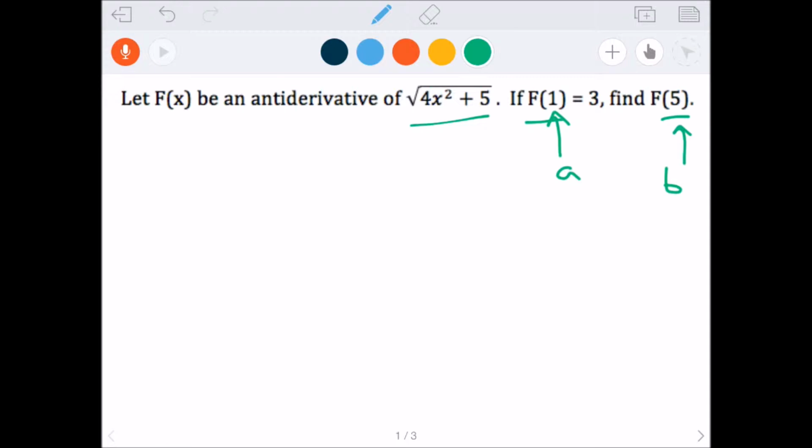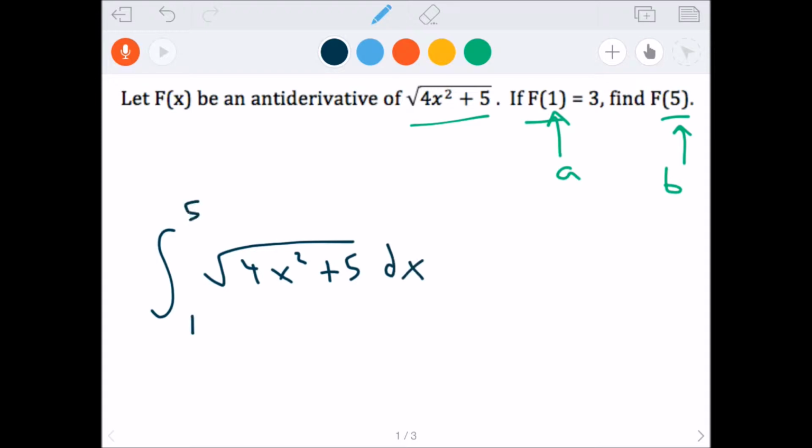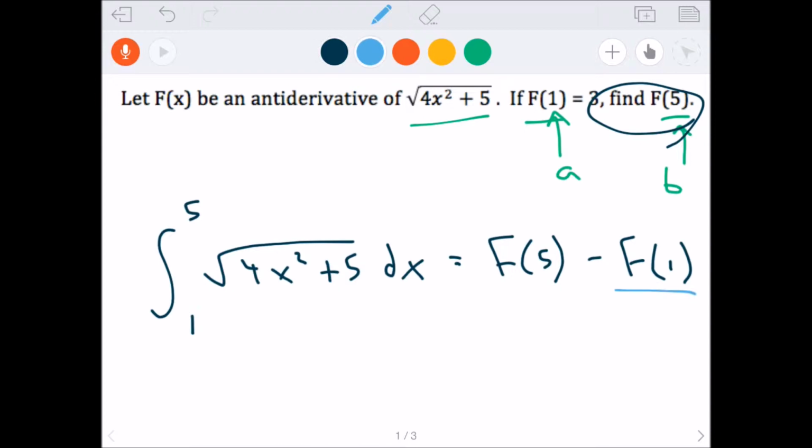So rewriting this using the fundamental theorem of calculus, I have the integral of my function evaluated from my lower limit to the upper limit, and that's equal to the antiderivative of the upper limit minus the antiderivative of the lower limit. So I have the integral of the upper limit minus the integral of the lower limit. And now what I do is I solve for the thing that I want. Here in this case I want to find f of 5, so all I have to do is take f of 1 and add it to the other side.